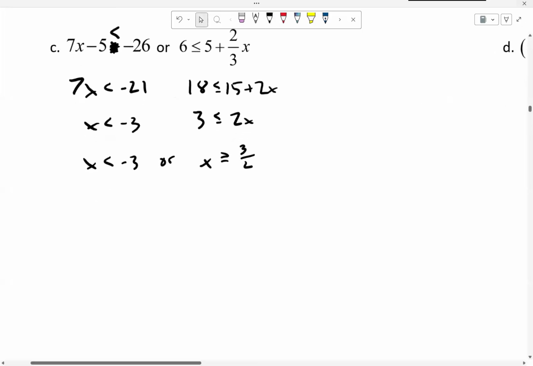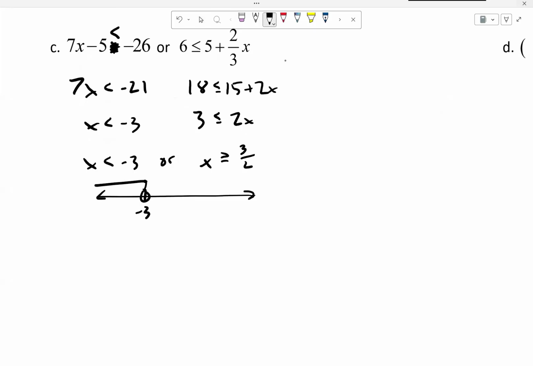X is less than -3 or X is greater than 3/2. So does that match yours? Yeah. Okay, so on a number line, we're supposed to be graphing these. So the numbers I care about are -3. The circle goes there. 3/2. Closed circle there. Goes to the right. And interval notation. Please discuss with your neighbor if you haven't already. How are you going to do this?